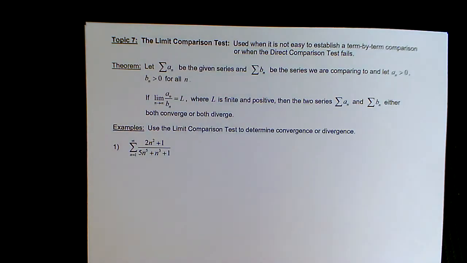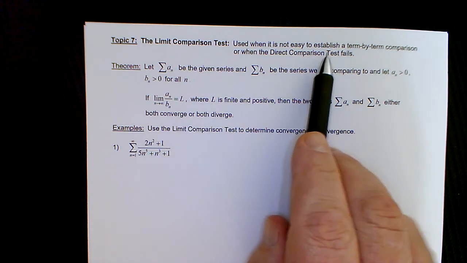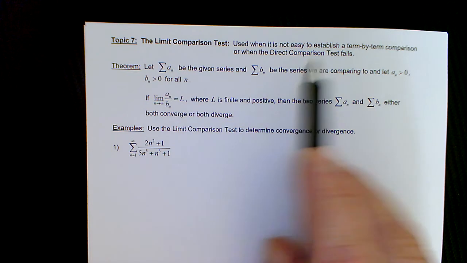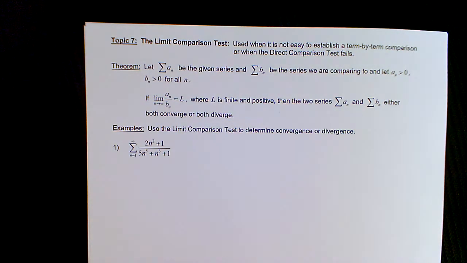Hello everyone, this is topic 7 for exam 4, part 3 of topics 5, 6, and 7, and it's called the limit comparison test. So this is used when we cannot establish a direct term-by-term comparison easily, or if the direct comparison test fails.